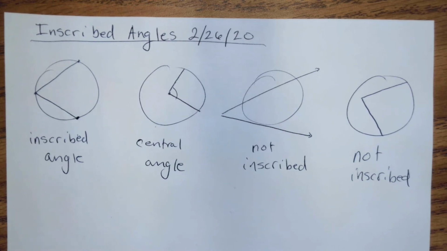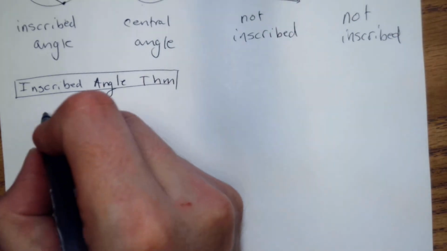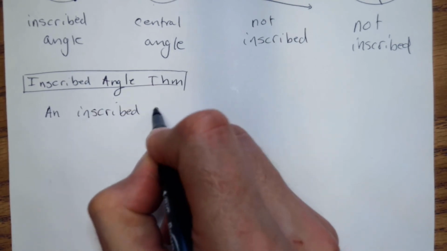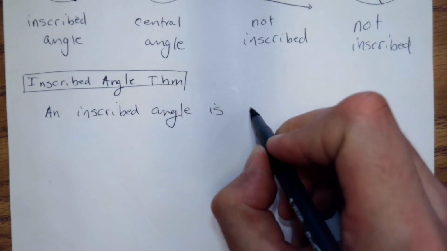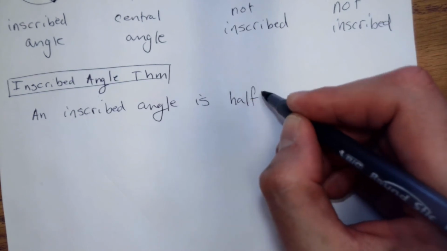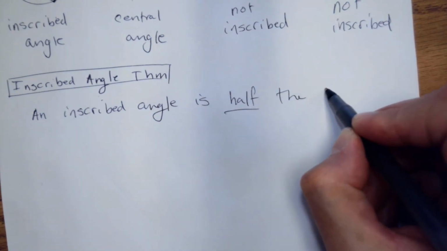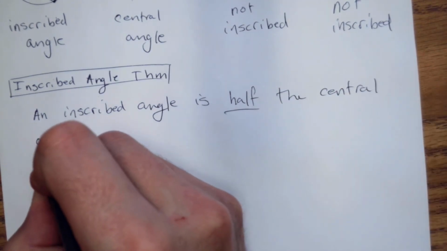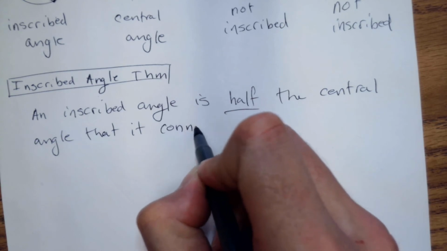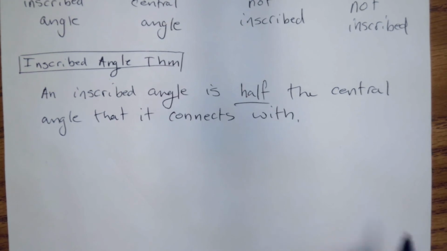Then I want to show you something before we write down our next theorem. An inscribed angle is half, so inscribed would be something like this, is half the central angle that it connects with. If they don't connect, then we don't get this property happening.